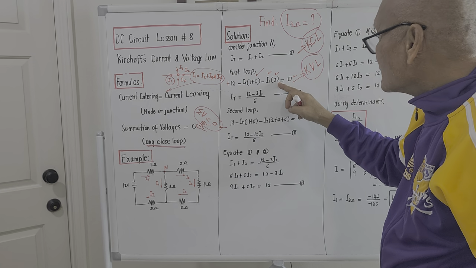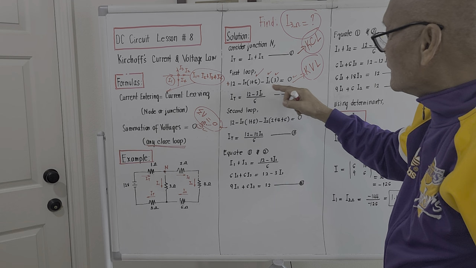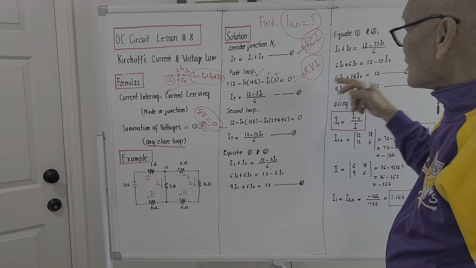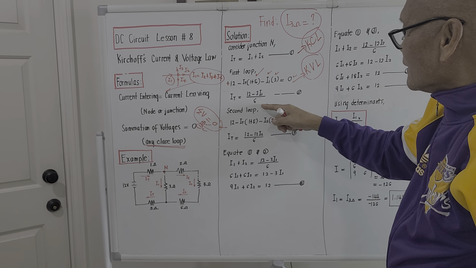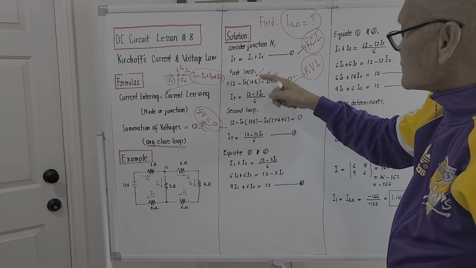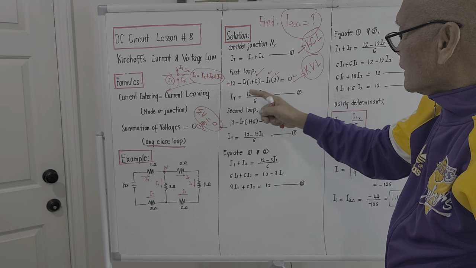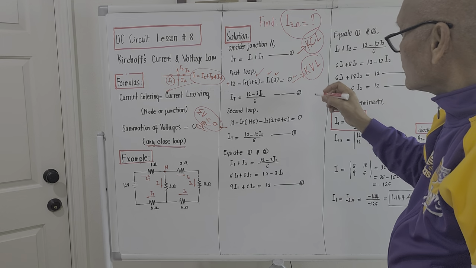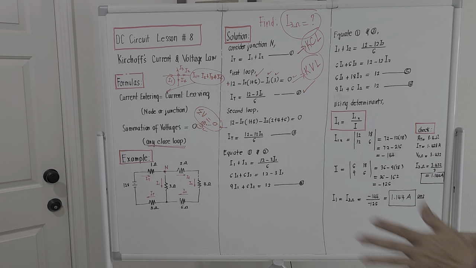We transpose this: we maintain this one, minus 3 I sub 1, and this one we place on the right. So if we compute for I total, there is a 6 over here, because 1 plus 5 is 6 times I total. So I total will be 12 minus 3 I sub 1 over 6, and we call that equation number 2. That's considering the first loop.